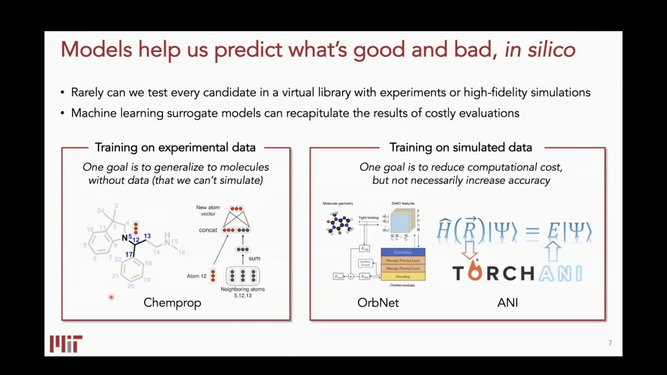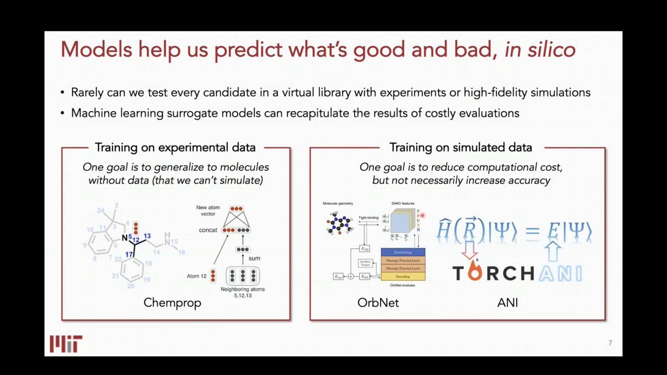And so we built various types of these models, and many others in the field have as well. And what we apply them to can be both experimental data as well as simulated data. This was a very nice example just in the previous presentation of trying to use machine learning models to recapitulate the same results you might find via docking. And so maybe when we run experiments, the goal is to generalize to new molecules where we don't have any data and we can't run the experiments as easily.